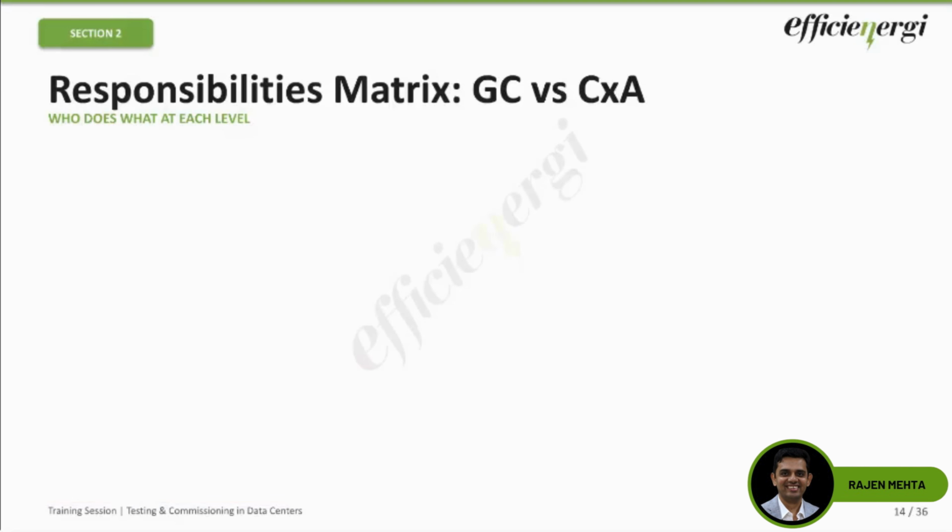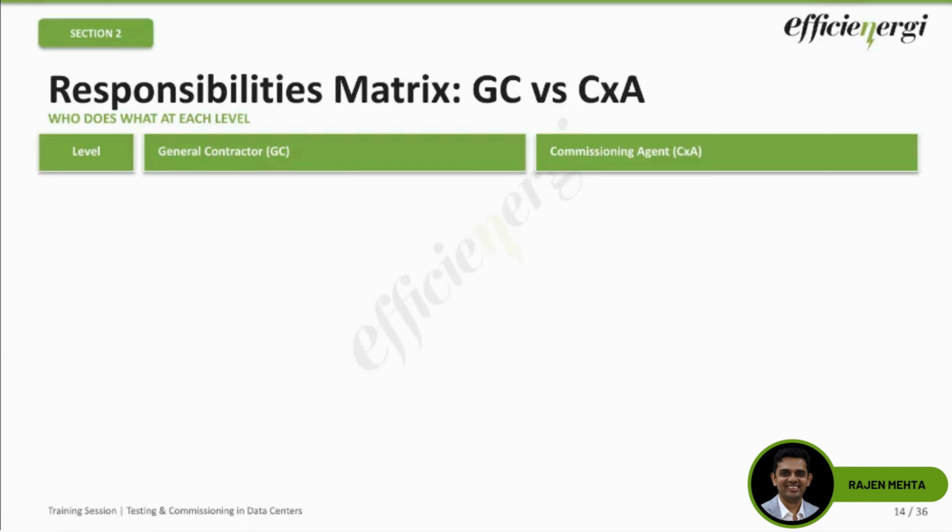Now let's go to the responsibilities matrix between the GC and the CXA. And why does it matter, right? Because more important is that clear accountability needs to be there so that there's no finger pointing. Because when issues arise, you exactly know who is the person who is responsible, right? So now, first is which levels. We'll walk through each level and who is the responsible person.